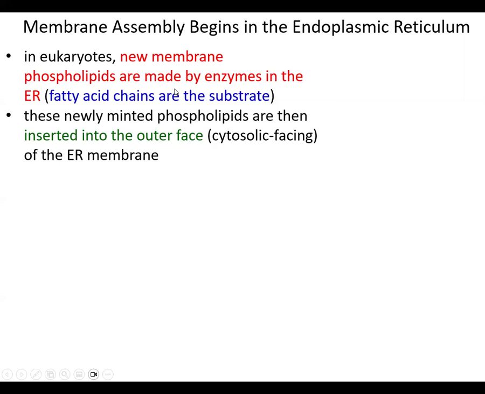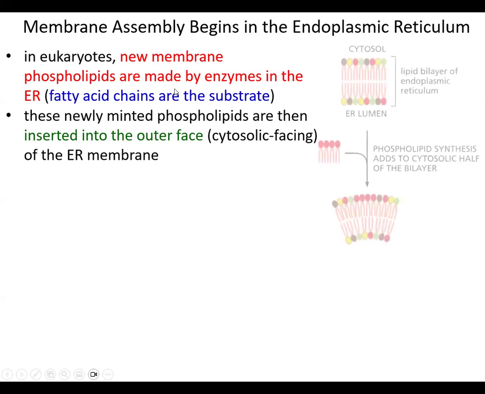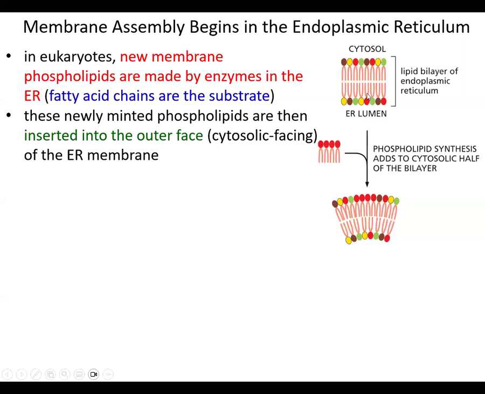And then these newly minted, newly born phospholipids are inserted into the outer face, the face of the ER that faces the cytosol, and shown here. So this is just a little bit of the ER membrane. This is the face of the membrane that's facing inside the ER. This is the face of the membrane that's facing outside the ER or the cytoplasm. And these newly made phospholipids are inserted into the outer face. And when you add these phospholipids to the outer face only, exactly what you see in this diagram happens.